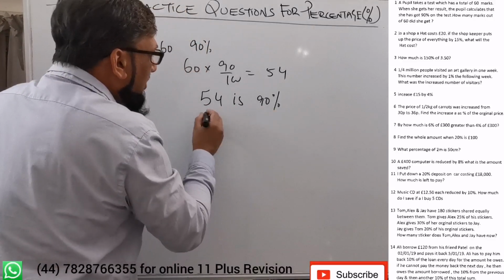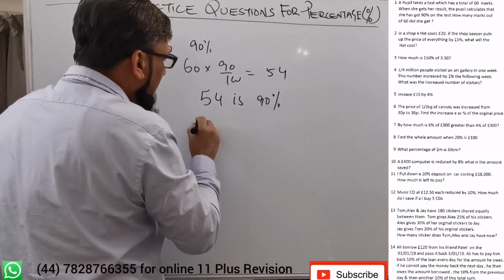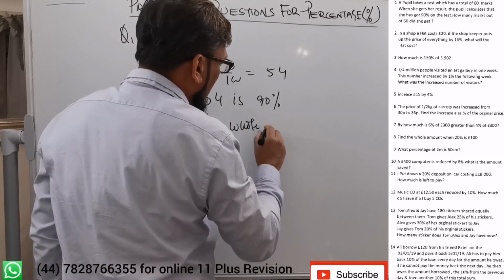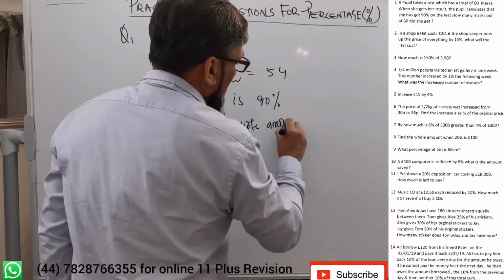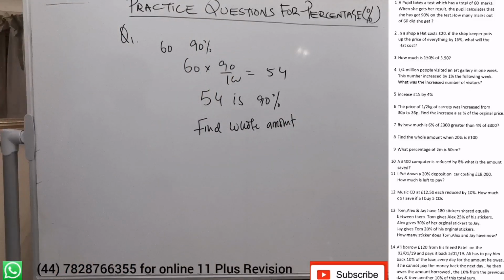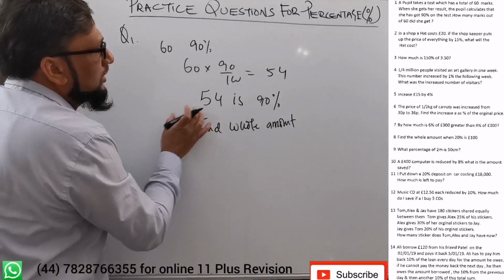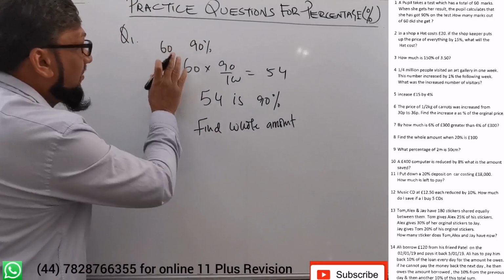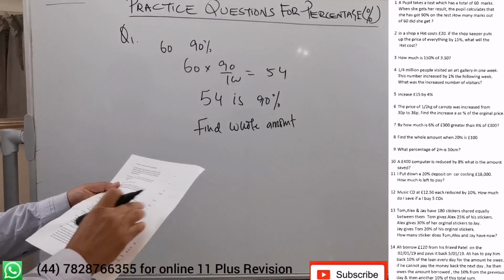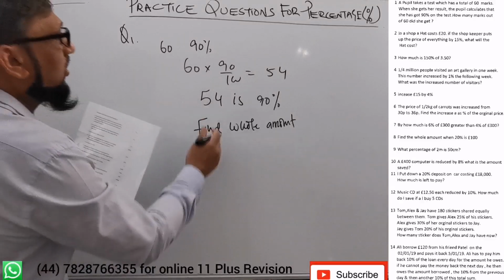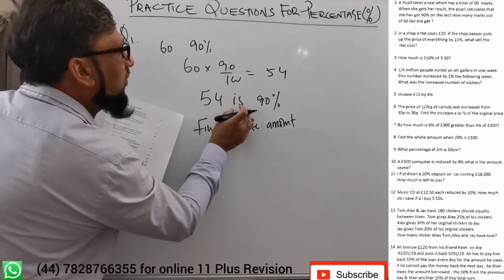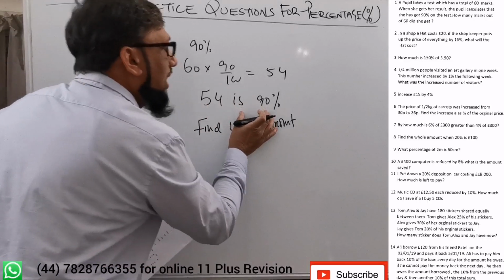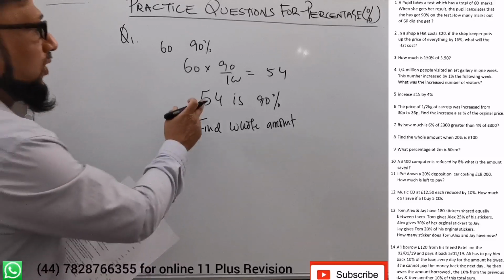So what is 100%? Or, find the whole amount, or total marks. So you go for backward calculations. Look at this one carefully, because on the basis of this I'm going to solve question number 8. I said now 54 is 90% of something. Now we need to find the 100%, the whole amount for this one.